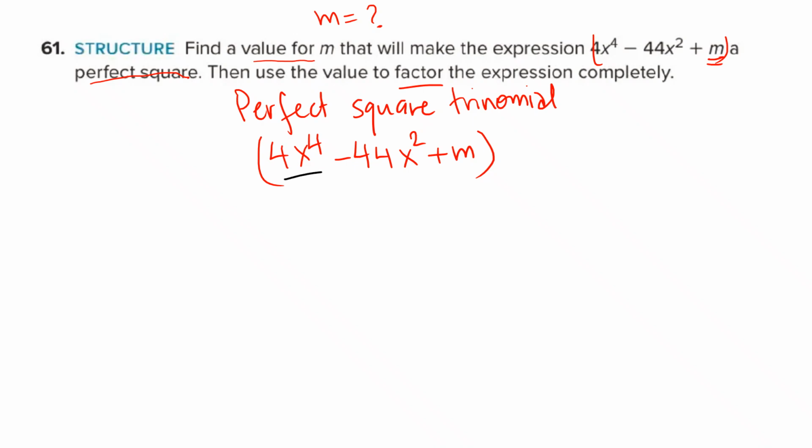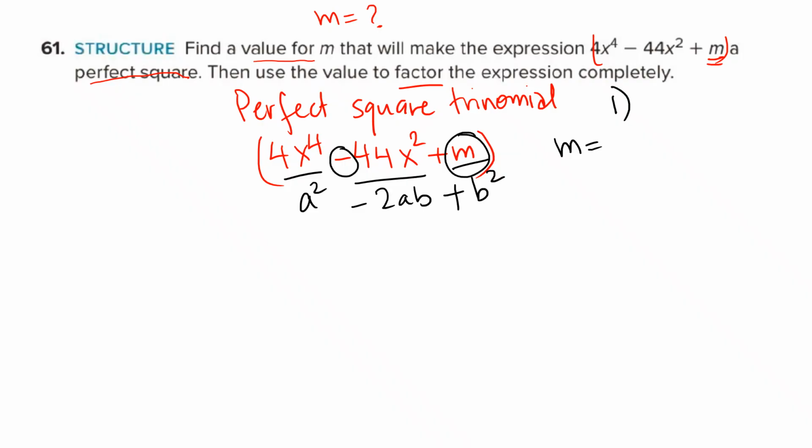Okay, so this is my first term, which is referring to my a square. This is my second term, which is referring to my b square. And this is my middle term. Also notice there is a negative sign, which refers to minus 2ab. So these are the three conditions. The first term needs to be a perfect square. The last term needs to be a perfect square. So can I say this value m should be a perfect square.